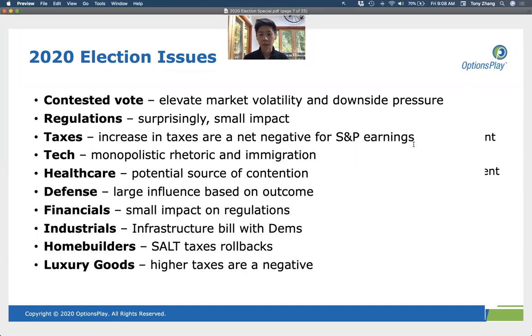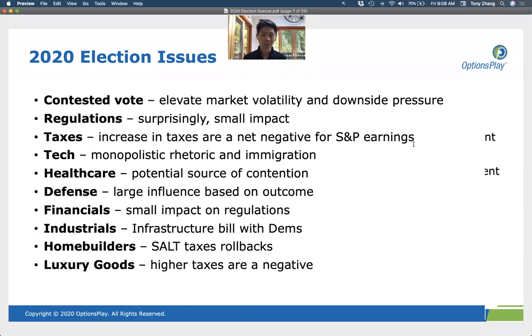And look at defense spending. This is also another sector where we expect to see, under a Trump and a Republican government, increased spending on the defense side, while on the Biden and Democratic side, this is really where we see some of the biggest negative impacts to some of the defense companies. So investors in the defense sector should really pay attention to what is likely to happen here in 2020.